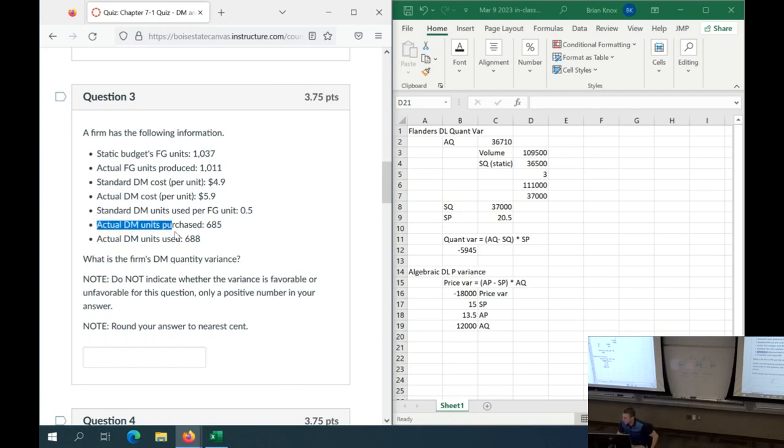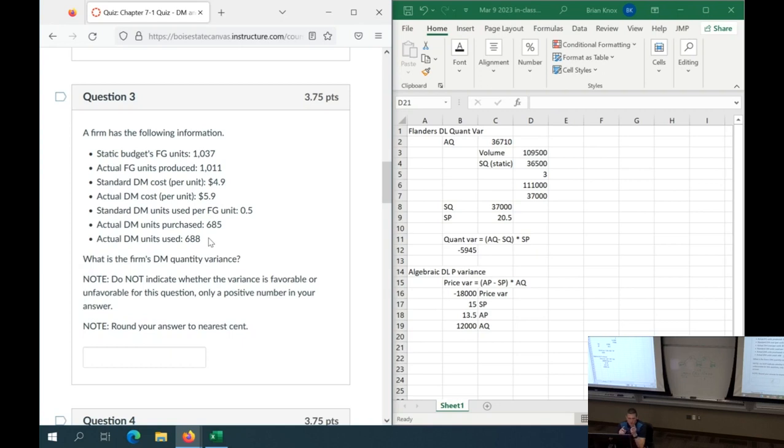And we have two different actual quantities. So which of these two actual quantities should we use for the quantity variance? Actual quantity purchased or actual quantity used? That's right, used. We should use the actual quantity used.